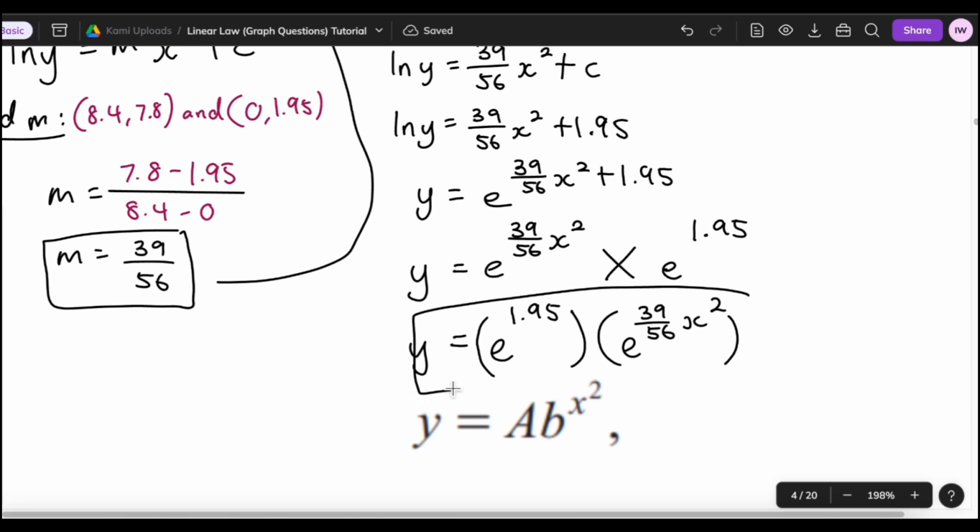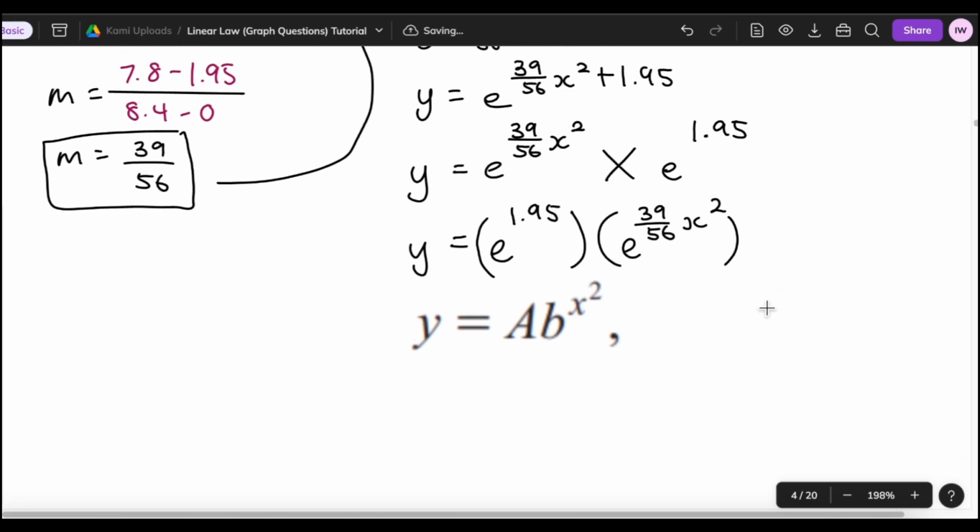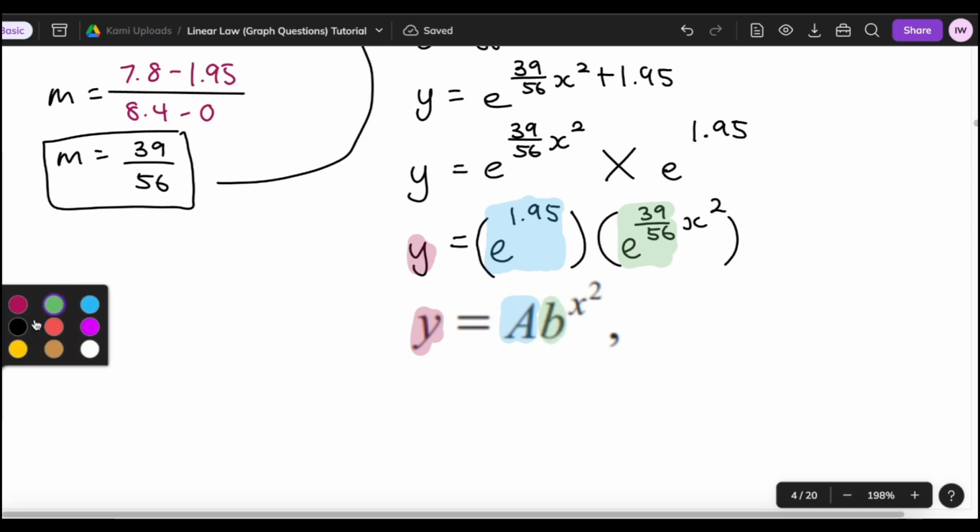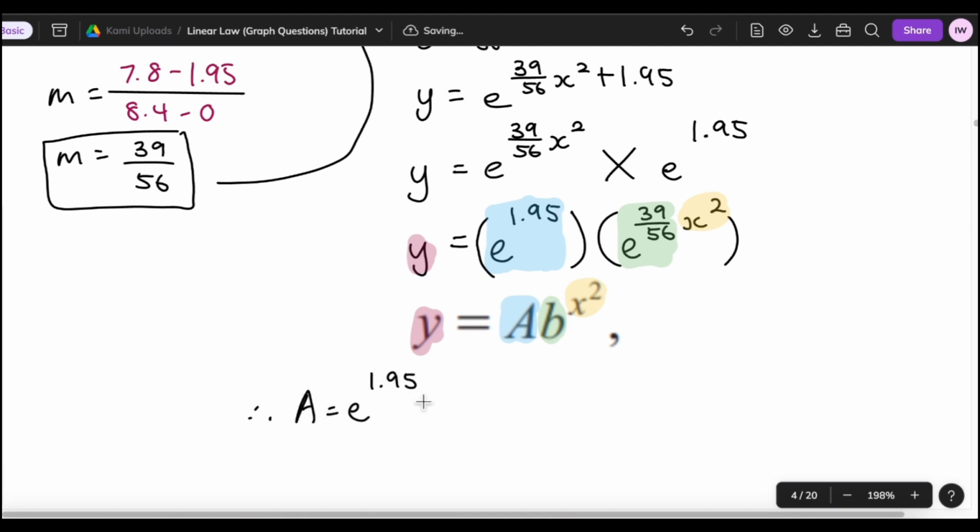And once you have your equation in this format, then it becomes very easy to compare what the values of a and b should be. So the y here is the same in both equations. Our e power 1.95 would correspond to the question's capital A letter there. The letter b would be our e power 39 over 56. And the power of x squared is just chilling out at the top of there. So in that case, we can make a comparison and say a is equal to e power 1.95.